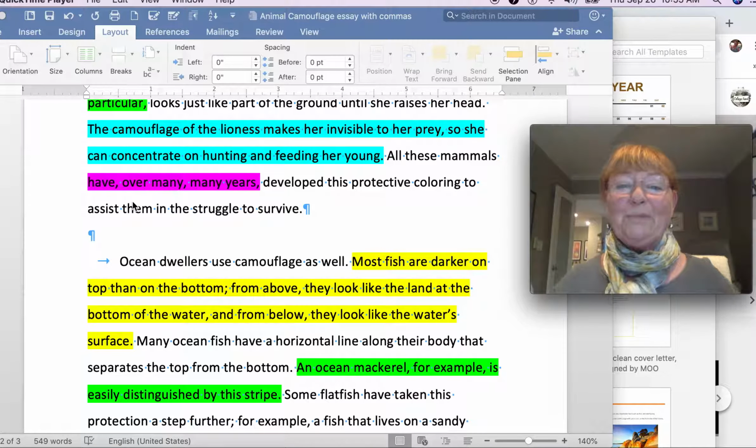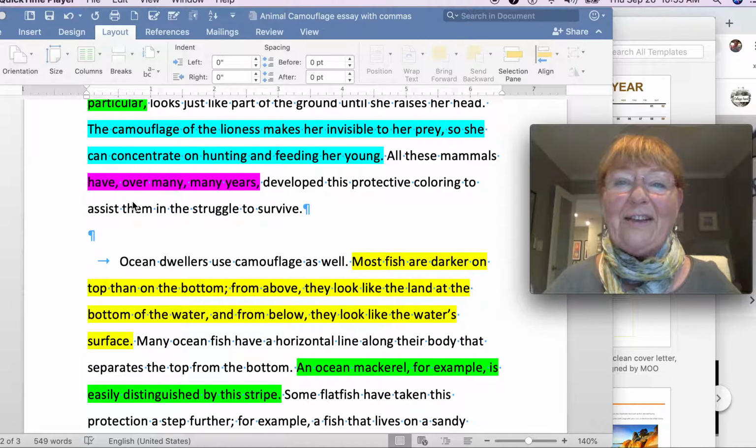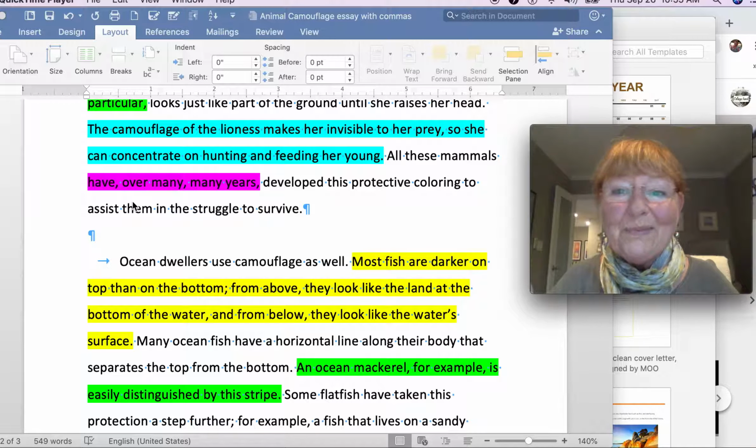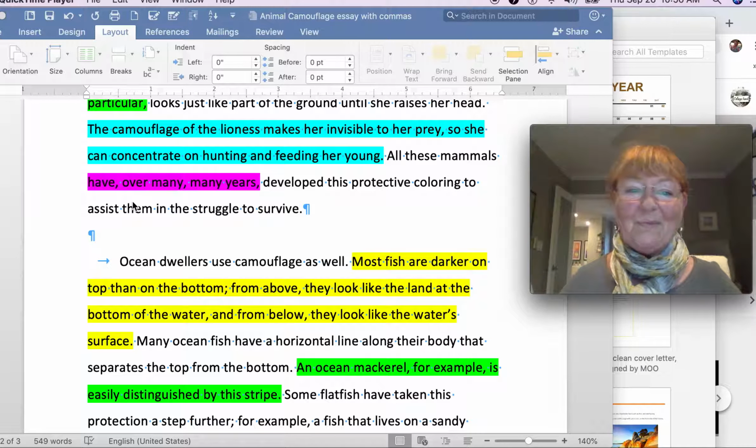In blue, the camouflage of the lioness makes her invisible to her prey so she can concentrate on whatever. Remember fanboys? For, and, nor, but, yet, or, and so. Here's the word so. Comma in front of fanboys.